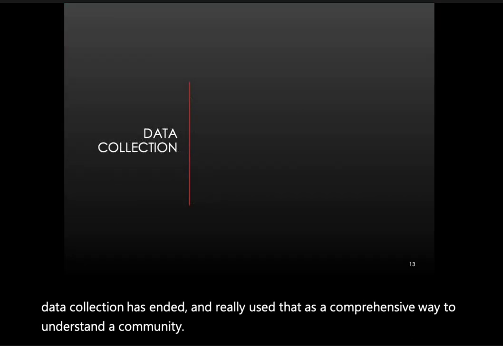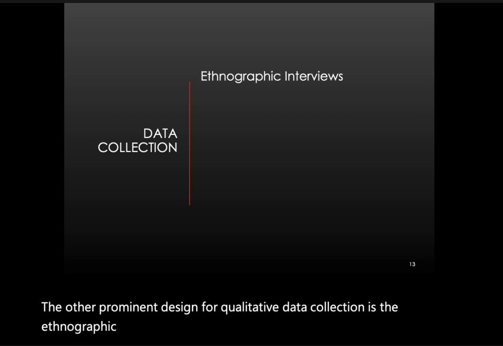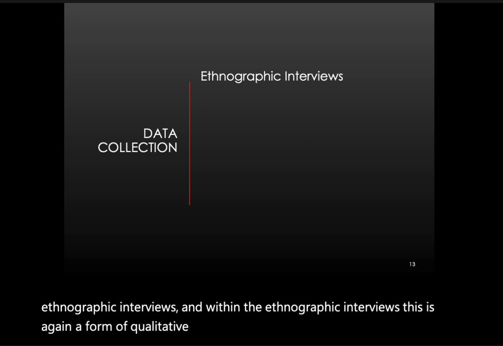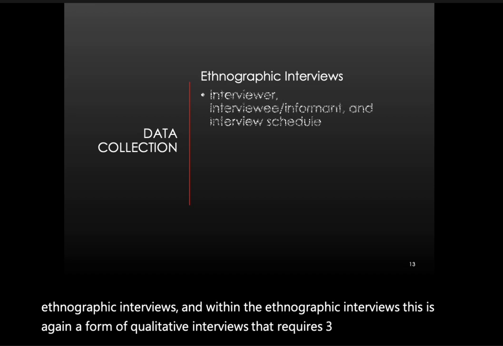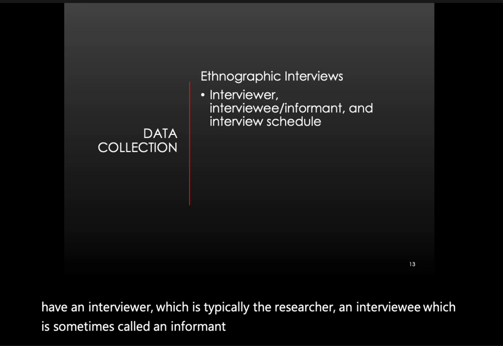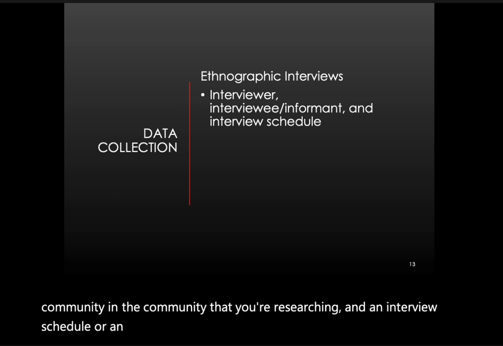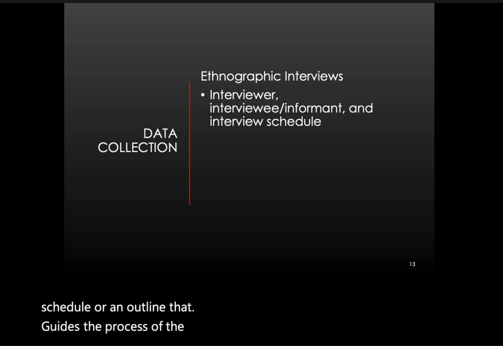The other prominent design for qualitative data collection is the ethnographic interviews. And within the ethnographic interviews, this is again a form of qualitative interviews that requires three basic things. You have an interviewer, which is typically the researcher, an interviewee, which is sometimes called an informant, that's the member of the community that you're researching, and an interview schedule or an outline that guides the process of the interview that you're engaging in.